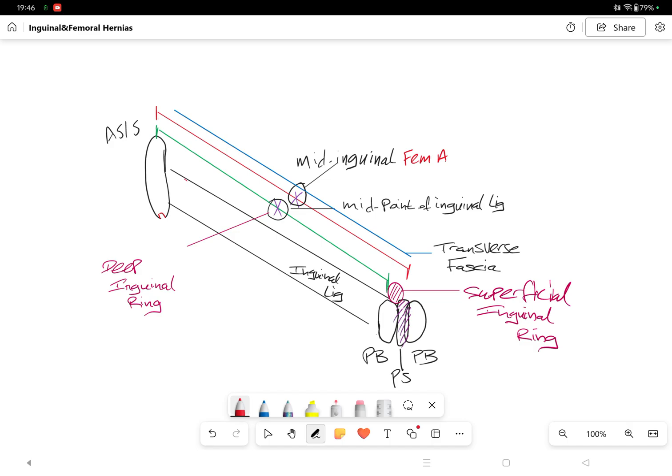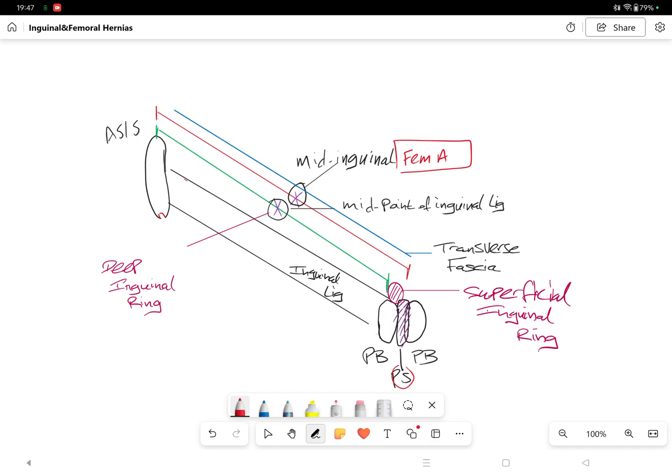So there is something called the mid-inguinal point. Now, okay, the mid-inguinal point is a midpoint from the ASIS to the pubic symphysis. Okay, to the pubic symphysis. The mid-inguinal point is a very, very important anatomical landmark, because this is how we locate the femoral artery.